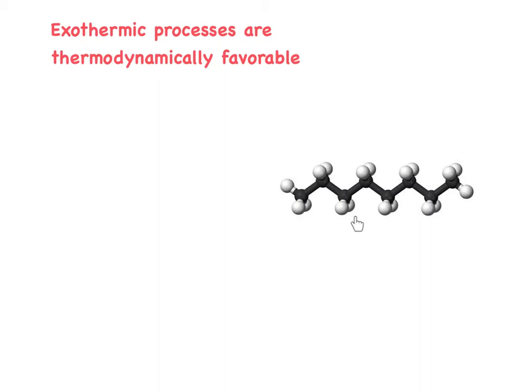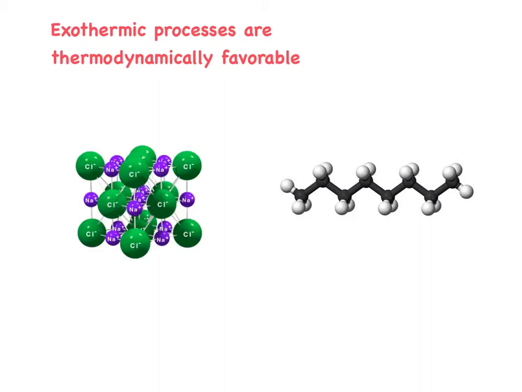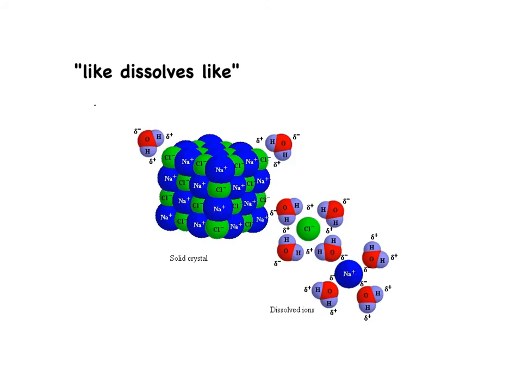Octane is a component in gasoline. It's a hydrocarbon, so it's a nonpolar molecule. Sodium chloride won't dissolve in this nonpolar molecule because the electrostatic attractions between the sodium ions and the chloride ions are too great. They have too great of an attraction for each other to be attracted to the nonpolar octane molecules. That's why we say like dissolves like. The stronger the attractions between solvent and solute particles, the greater the solubility.